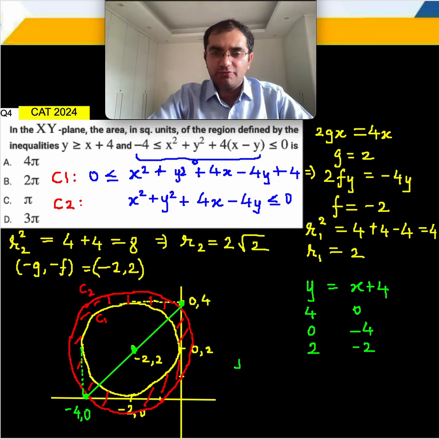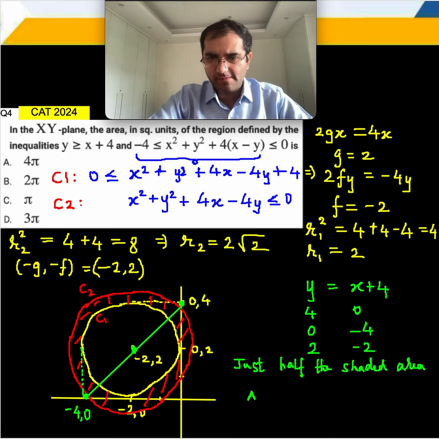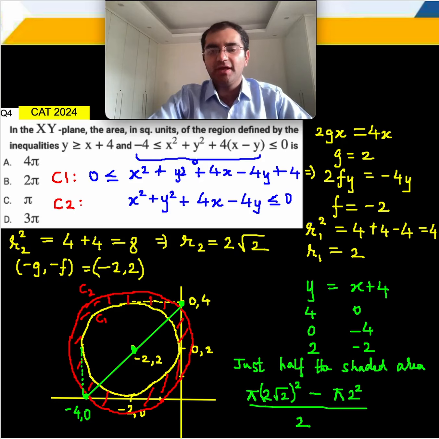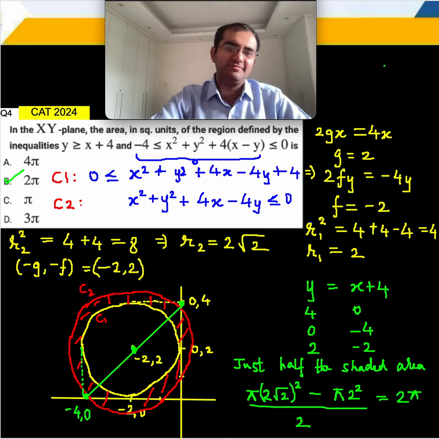So we start calculating. I need half the shaded area. पाई (2√2)² माइनस पाई 2², इसको हाफ कर देंगे. So you will get 8 pi minus 4 pi upon 2. 2 pi is the right answer and that is B part. Amazing. Wah, bhai wah. And that is question 4.